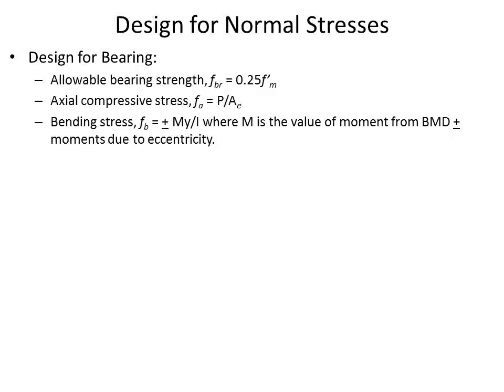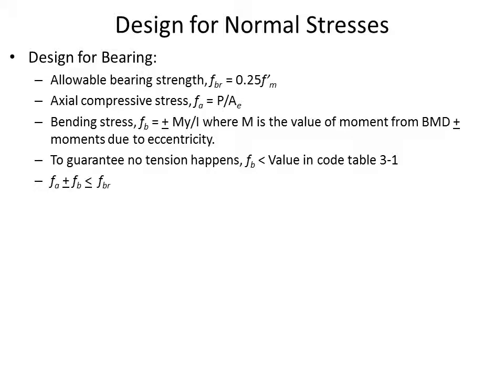You need to be very careful when dealing with something like that. And to guarantee that no tension failure happens, by the way, this is a typo here. You are allowed to have tension in such a case, but we are talking about no tension failure; the word failure is missing here. To guarantee no tension failure, fb should be less than the value mentioned in the code table 3.1. And of course, fa plus or minus fb should be less than FBR.